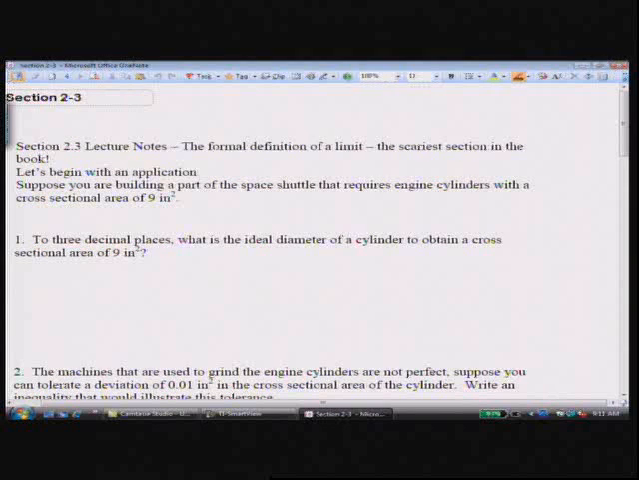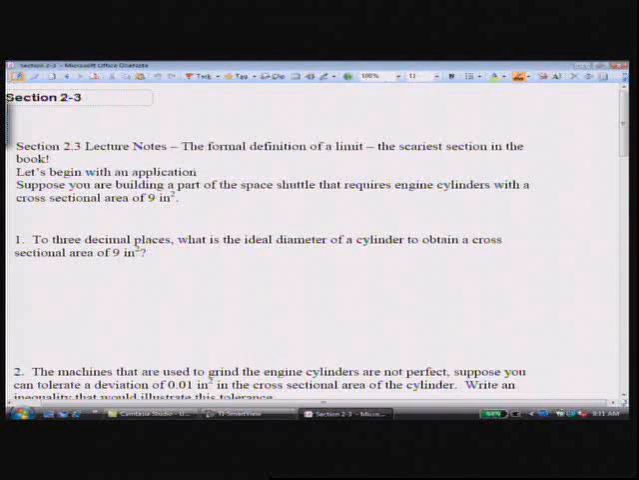But you have a machine that has to actually cut the cylinder, and it could have some error in it, right? And it could make some mistakes. So what we need to say is, to 3 decimal places, what is the ideal diameter of a cylinder to obtain a cross-sectional area of 9 inches squared? So we know what we want. We need to figure out how we can calibrate our machine, how much tolerance we can allow in our machine, so that what we get is 9 square inches.